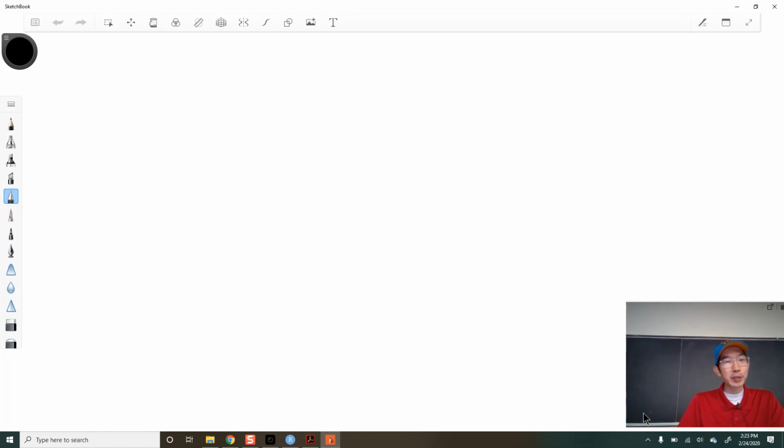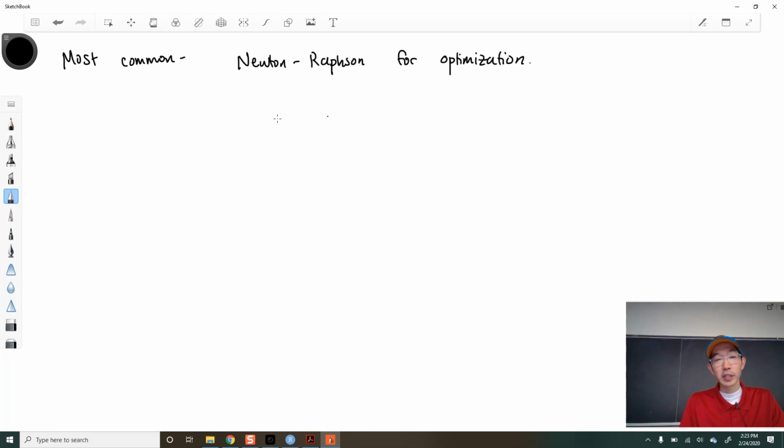So, probably the most commonly used one, though, will be Newton-Raphson. Any of those root finding methods will work. You apply any of the root finding methods, whether that's fixed point, Newton-Raphson, secant, bisection, to the derivative to find a critical point where it's equal to 0, and that'll work. But probably the most common is going to be Newton-Raphson, for basically optimization.